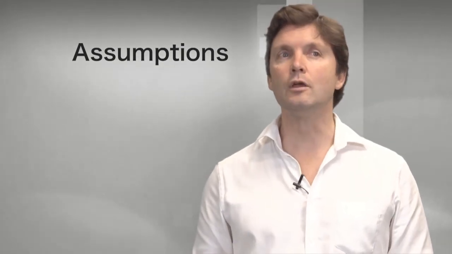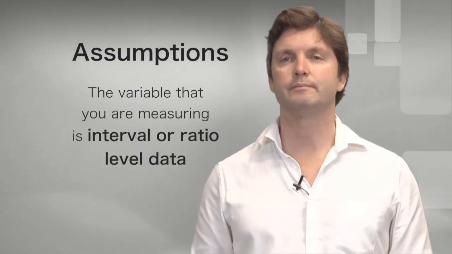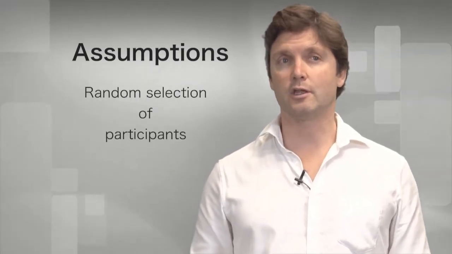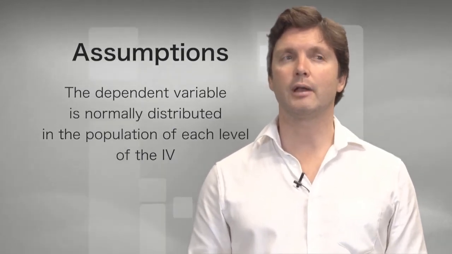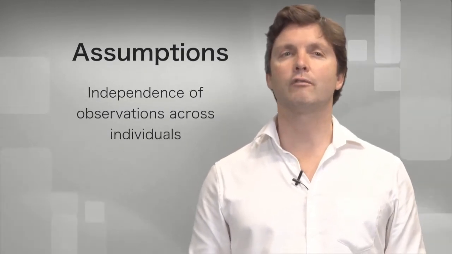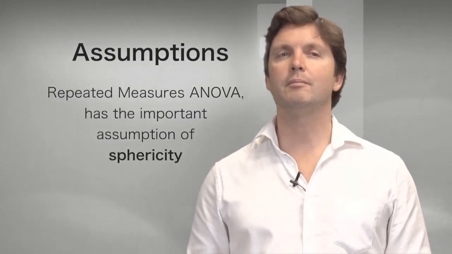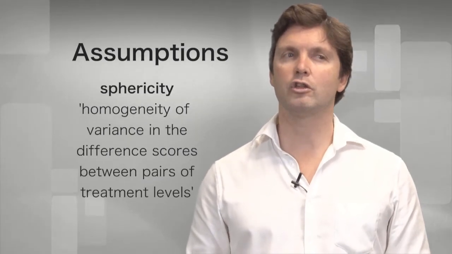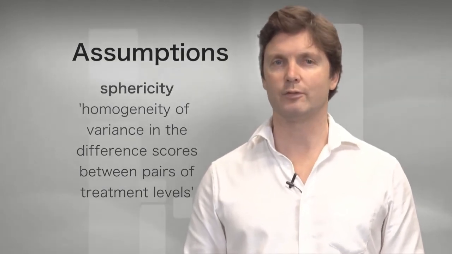Now, the assumptions of a repeated measures ANOVA are similar to a dependent samples t-test, with one important exception. Usually the variable that you're measuring is interval or ratio level data. There's also a random selection of participants. The dependent variable is normally distributed in the population at each level of the independent variable, and there's also independence of observations across individuals. In addition, the repeated measures ANOVA has the important assumption of sphericity. This in essence refers to homogeneity of variance in the difference scores between the pairs of treatment levels.